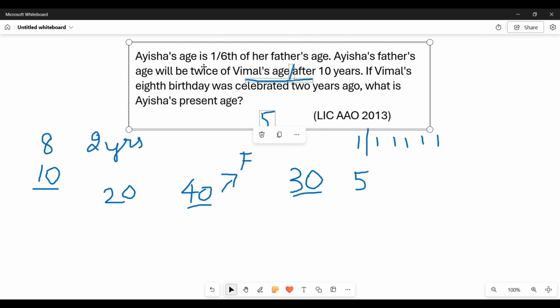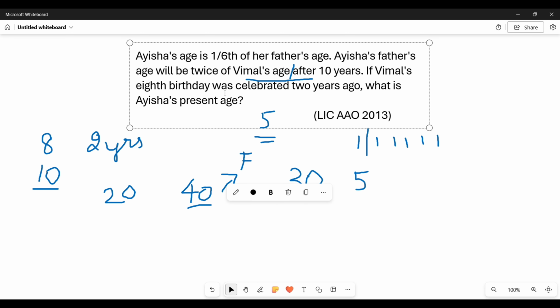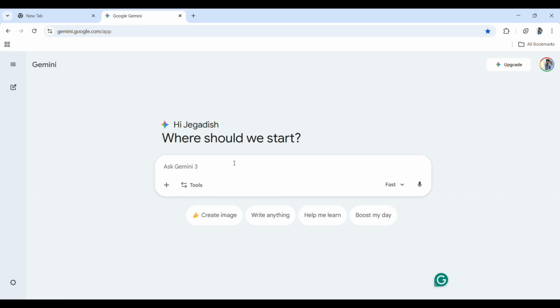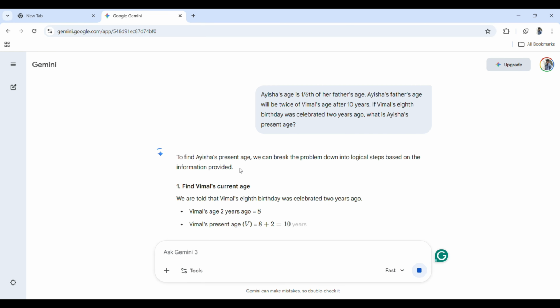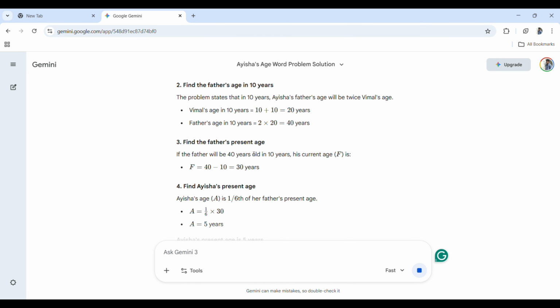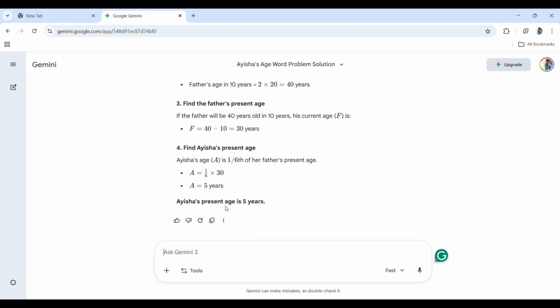So let me copy the question. And just for information, this question was asked in the LIC AAO exam back in 2013. Yes, so the present age of Aisha is 5. Let's go ahead with the next question.